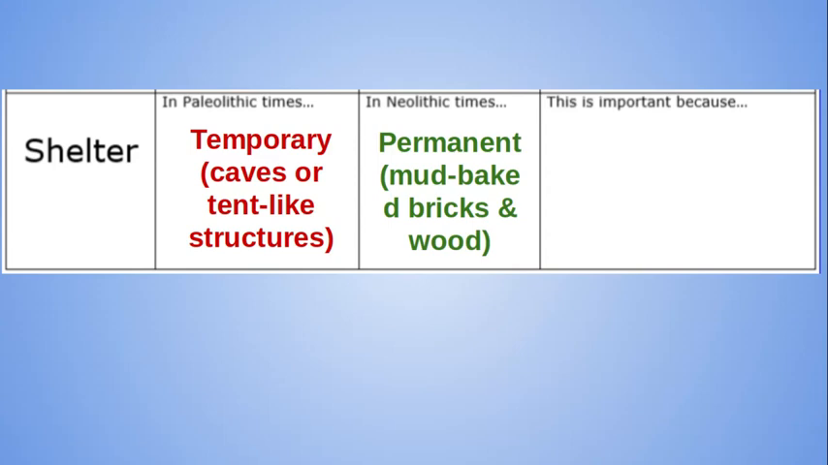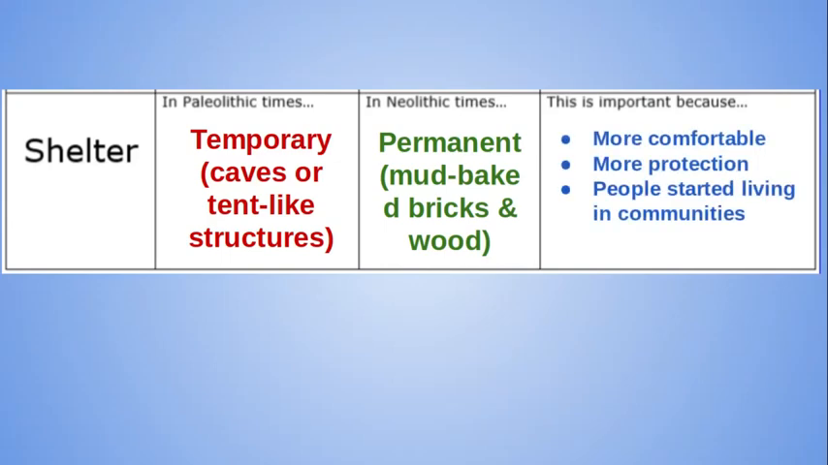Now, why this is important, there's actually 3 thoughts here. Number 1, we're more comfortable as humans. We're more protected. And this is the big one: we start living in communities, groups of people working together, living, getting along, helping each other out. We're going to talk about that next. This is huge for the advancement of human society. So again, if you have any questions, please let me know. Take a moment, fill out your notes, and then we'll move on.